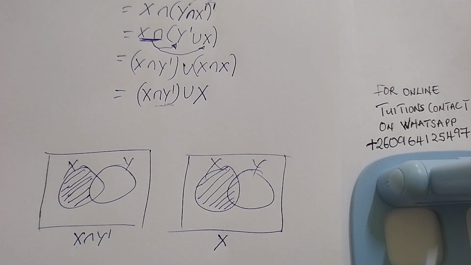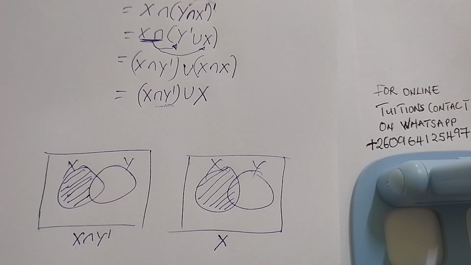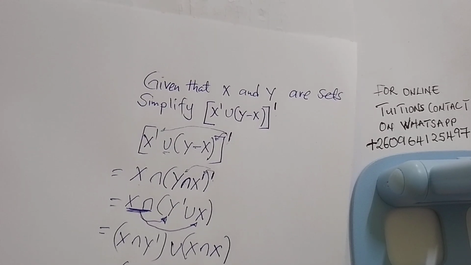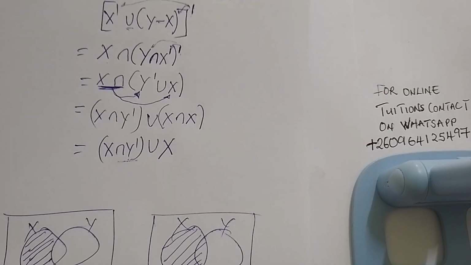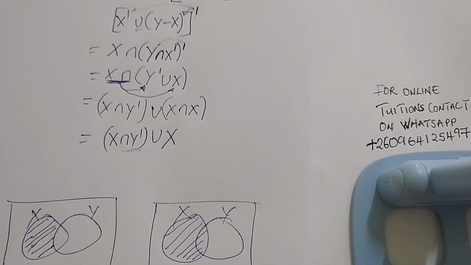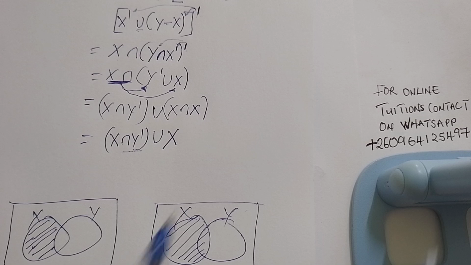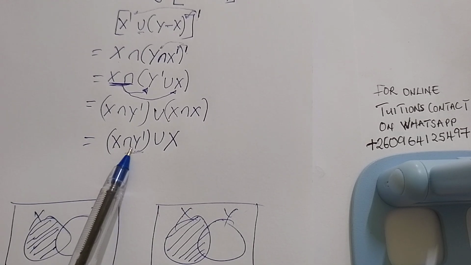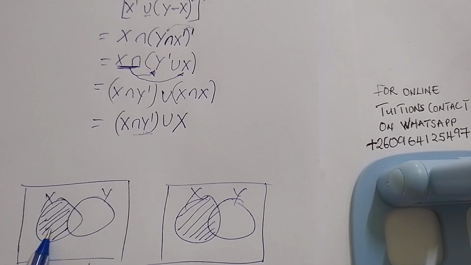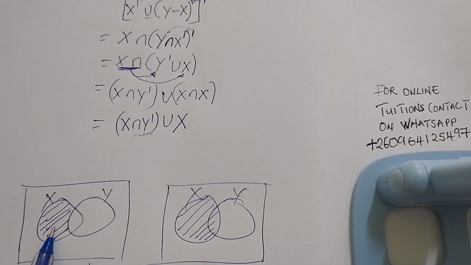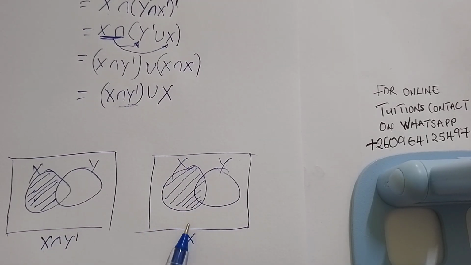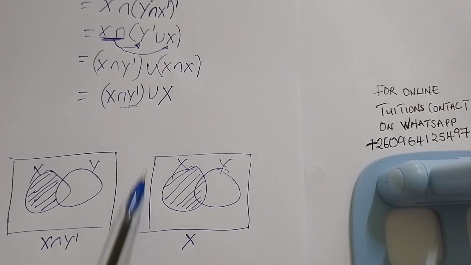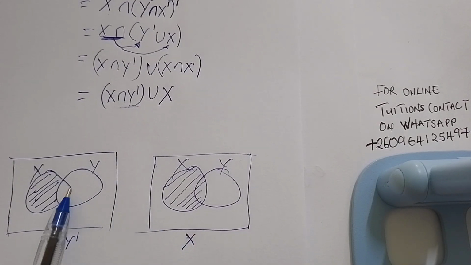Now in this question, we're not told to show this information in the Venn diagram, we're told to simplify. I'm just drawing the Venn diagram so that you can understand the next step that I'm going to write here. This is the shading for x intersection y complement, and this is the shading for set x. Now I want to find the union. The union is combining these two.